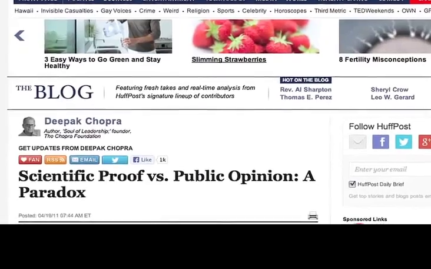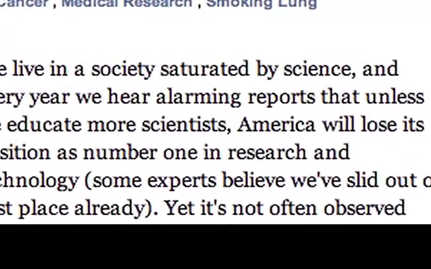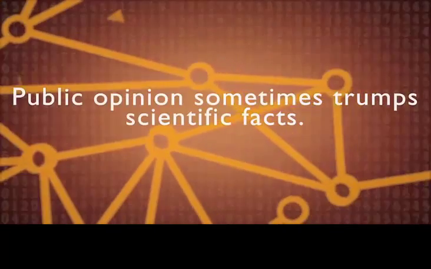Deepak Chopra wrote an article that appeared in the April 19, 2011 Huffington Post on the paradox of scientific proof and public opinion. It's an interesting article because he talks about how we are desensitized by massive amounts of data, the wrong conclusions people conjure, and how public opinion sometimes trumps scientific fact. He presents the spurious conclusions people make and how sometimes science actually leads people down that path.